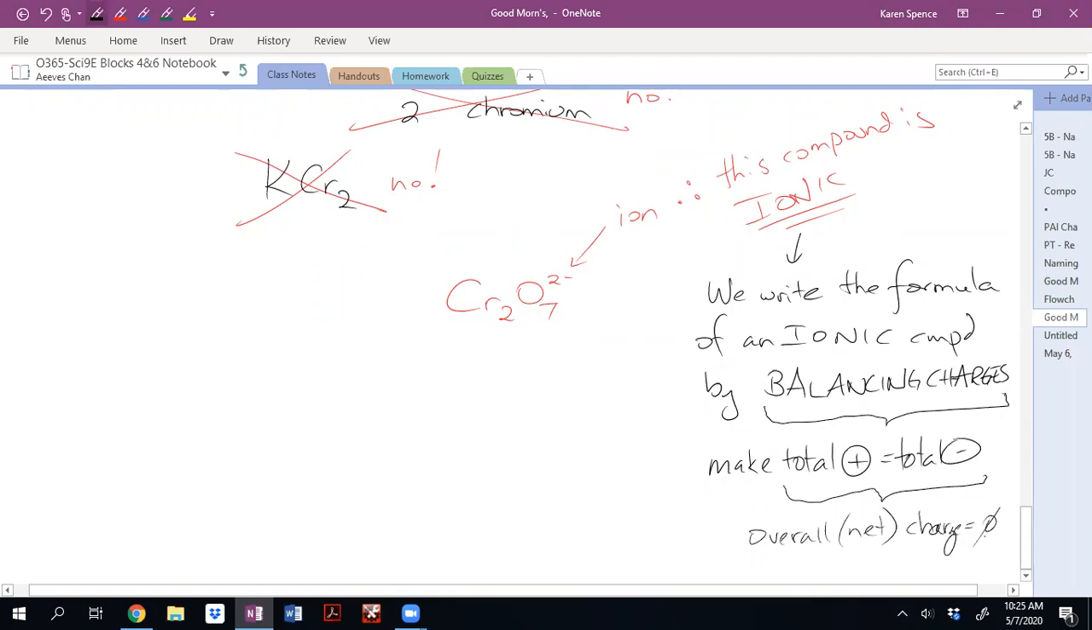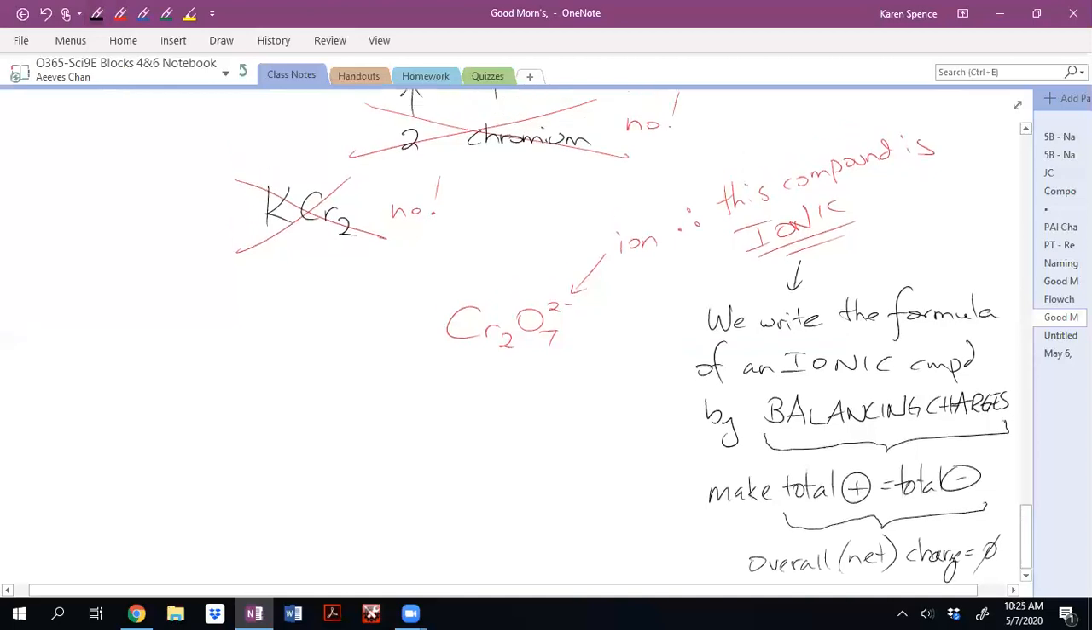Nature loves to have a 0 charge. It doesn't like an excess of charge. Okay, so we had potassium. Potassium is in column 1, so it has a +1 charge. The dichromate is -2. Those charges are not equal and opposite yet.